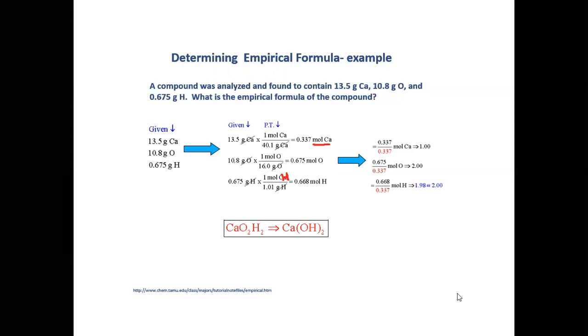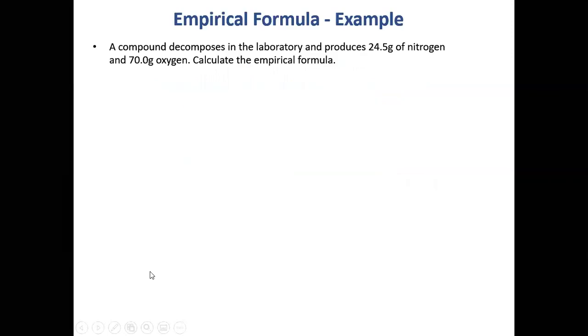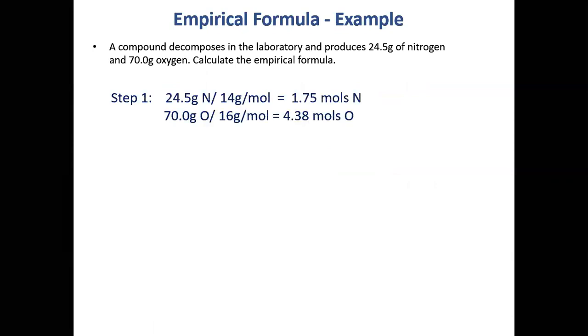Now we look at another example. So here we have a compound that decomposes in a laboratory to produce 24.5 grams of nitrogen and 70 grams of oxygen. Calculate the empirical formula. So again, we're given the mass. So step 1 is to convert mass to moles.